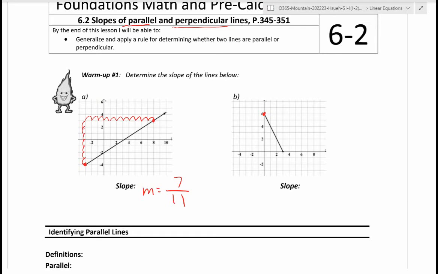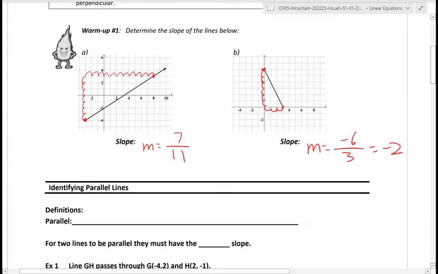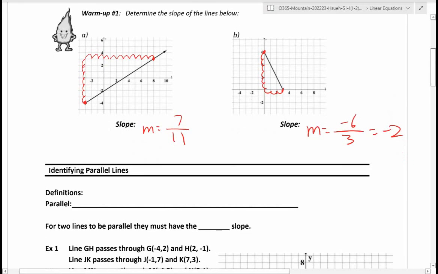For the second one here, that's this point and that point. So the rise is going downward. So 1, 2, 3, 4, 5, 6, negative 6. Run is 1, 2, 3. Simplify that, you get negative 2. Okay, so that's what we did last time. Hopefully that's not too difficult.